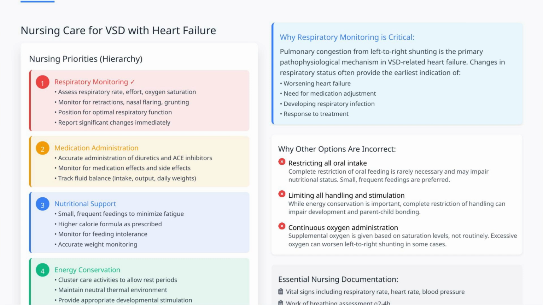Option A, restricting all oral intake and providing total parenteral nutrition, is excessive and rarely indicated. While some feeding modifications might be necessary, such as smaller, more frequent feedings or higher calorie formulas, complete restriction of oral intake is not a standard approach and could impair growth and development.